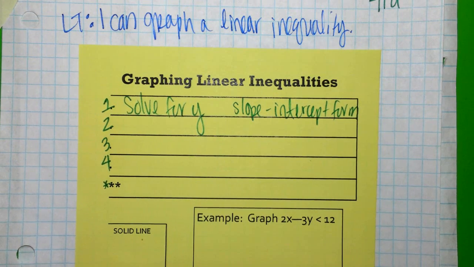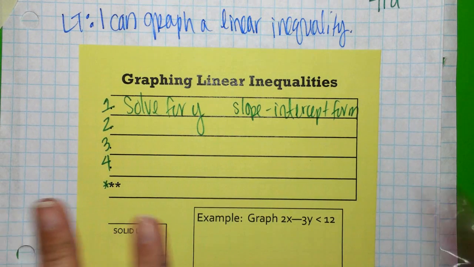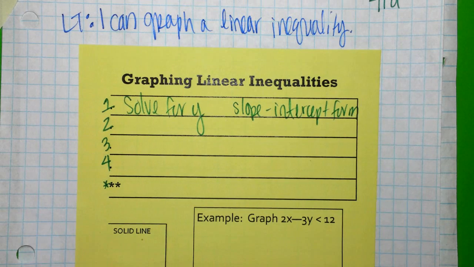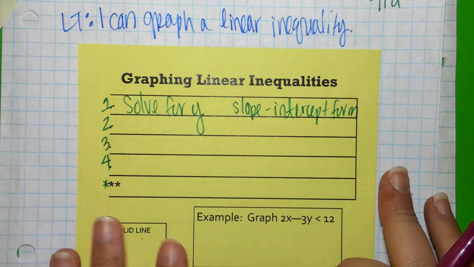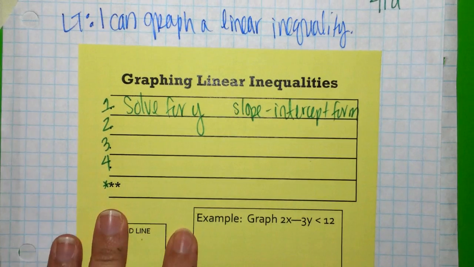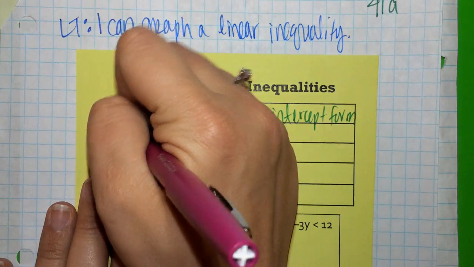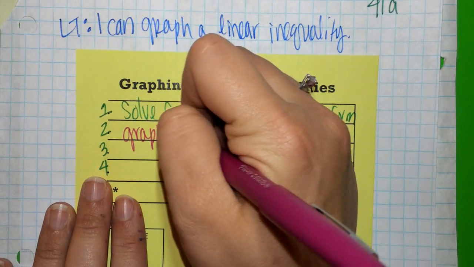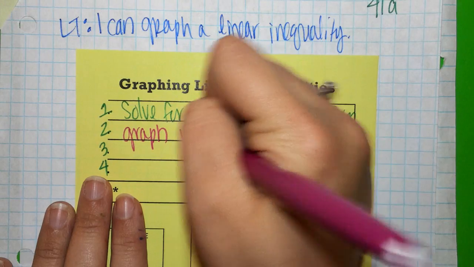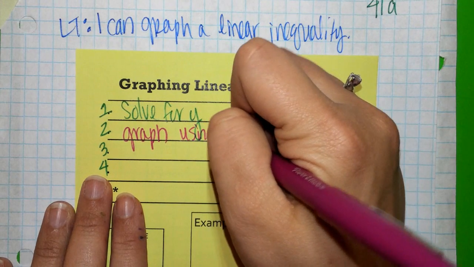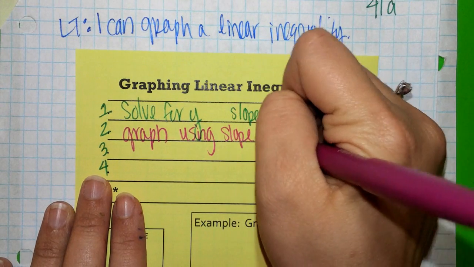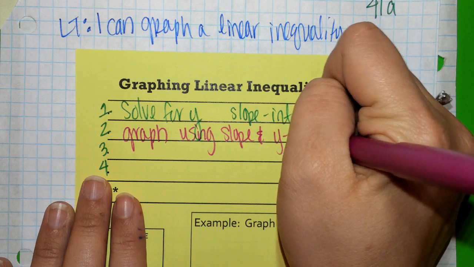Alright, first one is solve for y. Step 2, if we're graphing a linear inequality, what do you think step 2 is going to be? Graph. Thank you. Graph using slope and y-intercept.